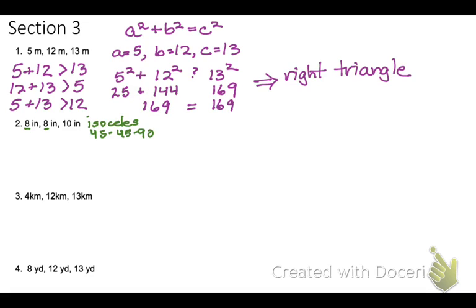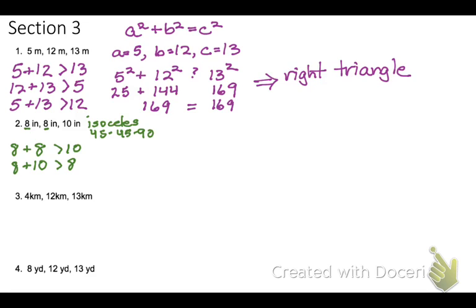So we have to check and see if 8 plus 8, we'll take the first pair, is greater than 10. 8 plus 8 is 16. Obviously, it's greater than 10. So let's take another pair: 8 plus 10. Is that greater than 8? Sure enough, 18 is greater than 8. We don't need to check anymore because the only one we'd check after this is 10 plus 8, and that's the same as 8 plus 10.